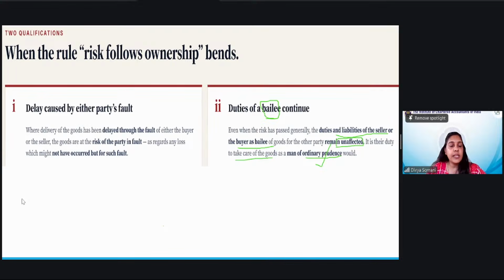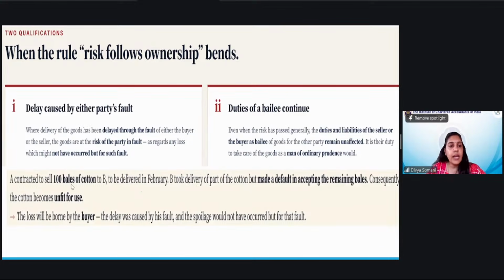Let me quickly move on to the next thing. Maybe some example is there, let me just check that. Yeah, A contracted to sell 100 bales of cotton to B, to be delivered in February. B took the delivery. So who is A, who is B? A contracted to sell 100 bales of cotton to B. So B is the buyer, A is the seller, and these bales of cotton are basically the goods.